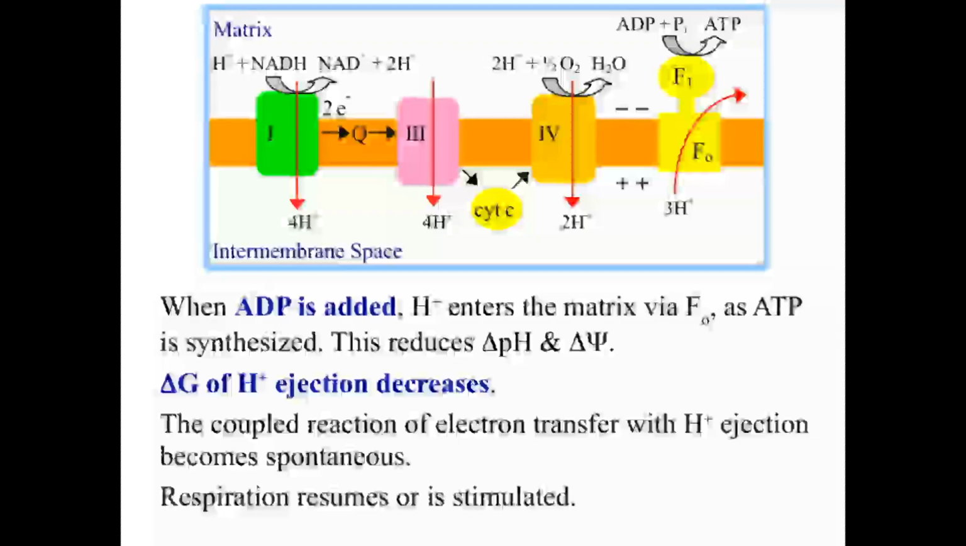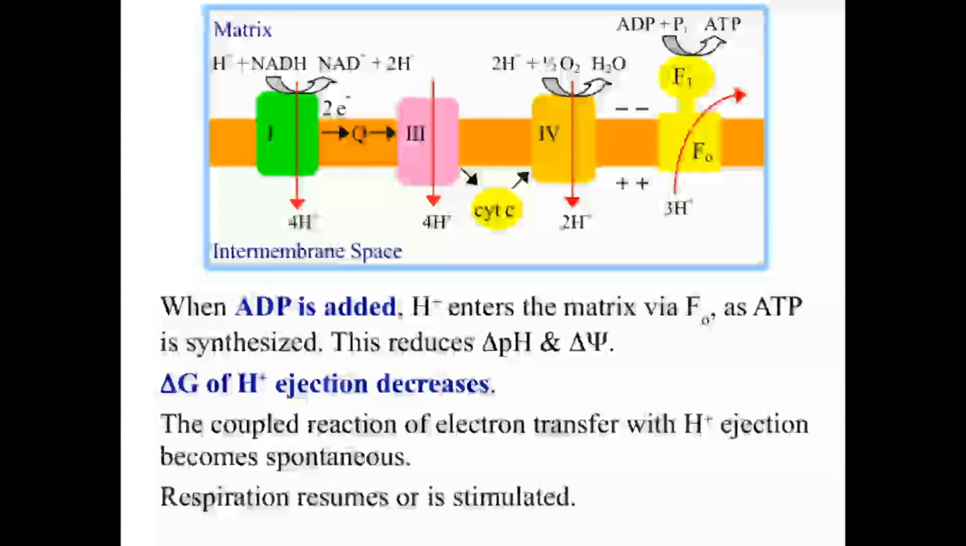This reduction in the proton gradient actually makes it easier for protons to be ejected, which in turn lowers the Gibbs free energy change, or ΔG, associated with H+ ejection. Essentially, the energy landscape shifts in a way that favors the continuation of proton movement. And here's the key point. Because the coupling between electron transfer and H+ ejection becomes more favorable, the overall process becomes spontaneous.